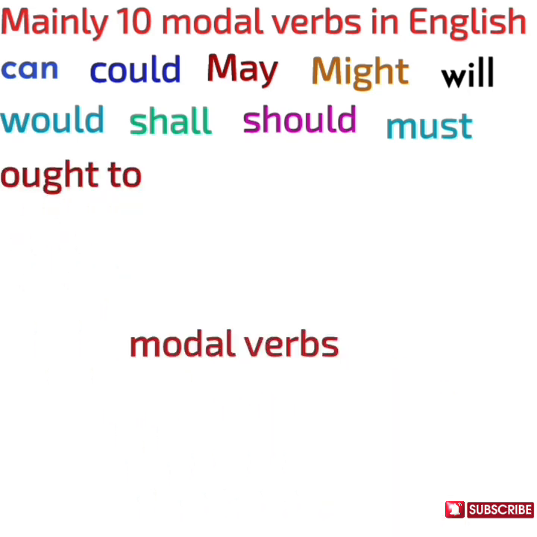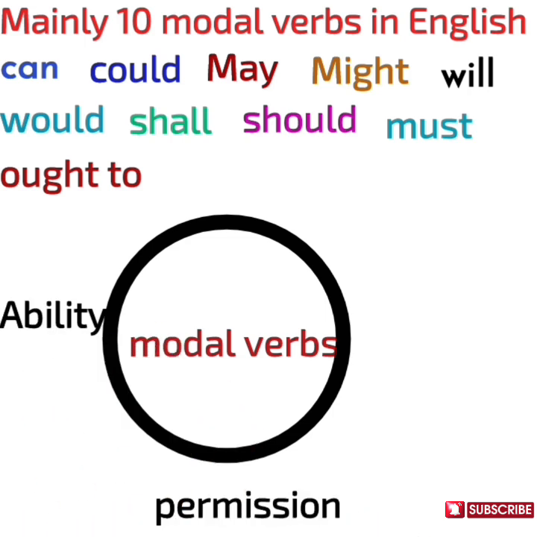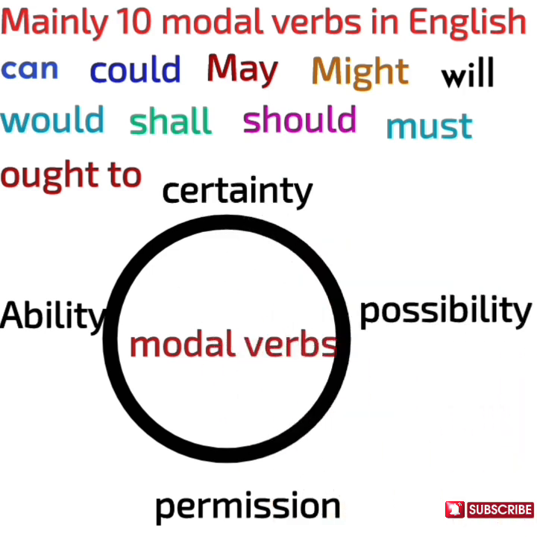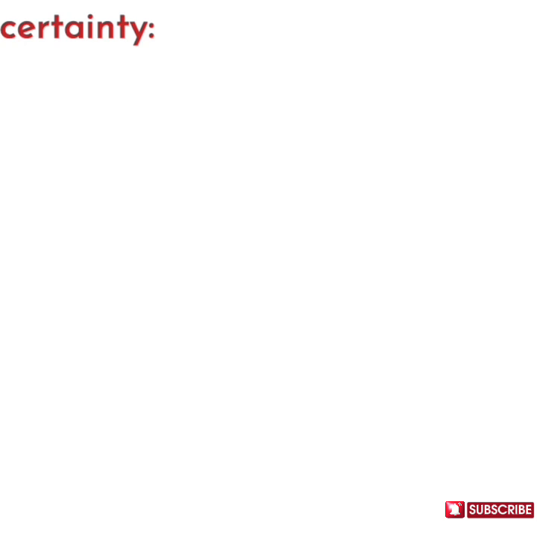Now the question arises here: what do modal verbs actually do, apart from giving meaning to our main verbs? We use modal verbs for the expression of ability, certainty, permission, possibility, even for suggestions or offers. And now we are going to talk about all these expressions one by one, with their examples.